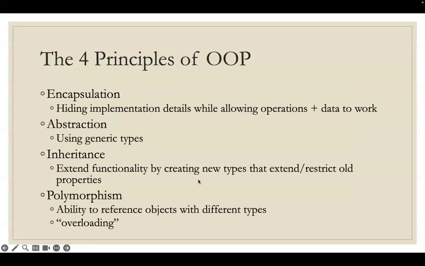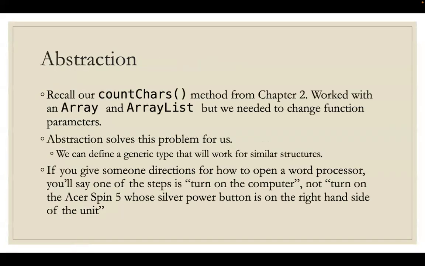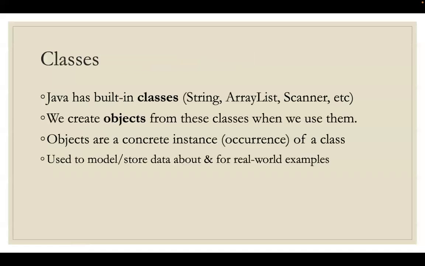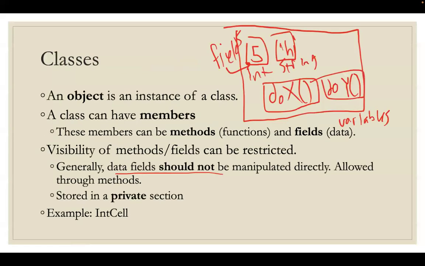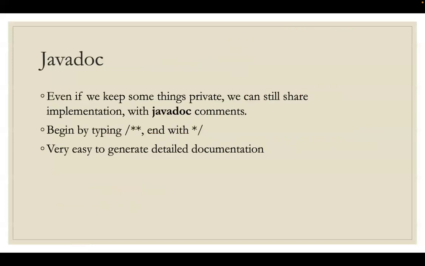Okay, so we looked at the four properties of object-oriented programming. Those are encapsulation, abstraction, inheritance, and polymorphism. We won't go over them in detail again. We're going to start by looking at the simplest possible class that we can make.